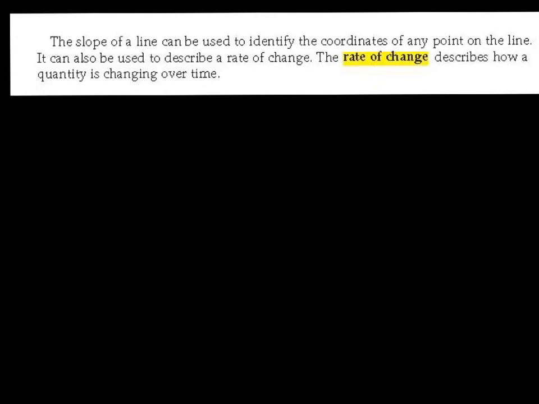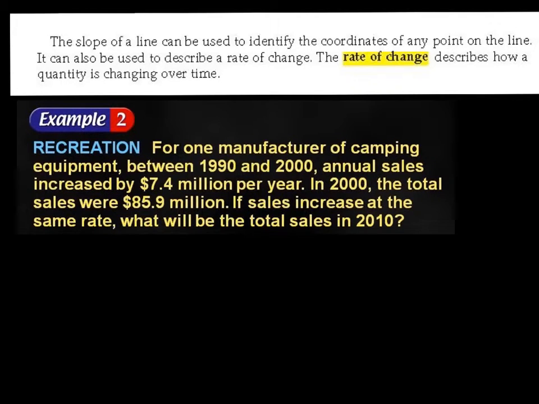The slope of a line can be used to identify the coordinates of any point on the line. It can also be used to describe a rate of change. The rate of change describes how a quantity is changing over time. For one manufacturer of camping equipment, between 1990 and 2000, the annual sales increased by 7.4 million per year. In 2000, the total sales were 85.9 million. If sales increase at the same rate, what will the total sales be in 2010?